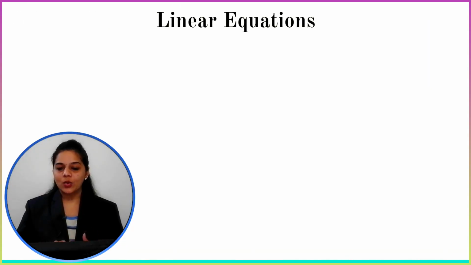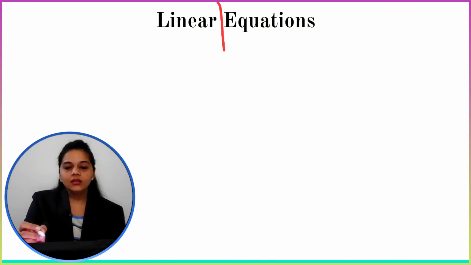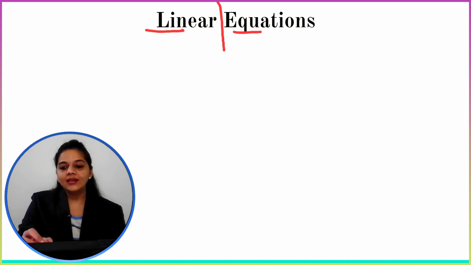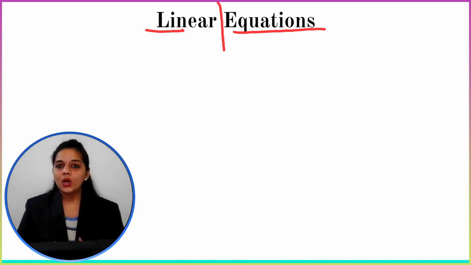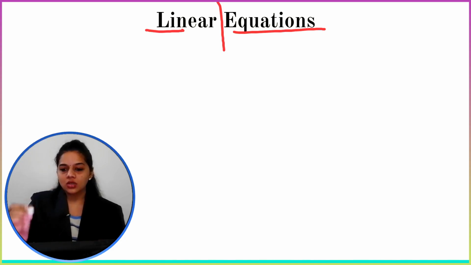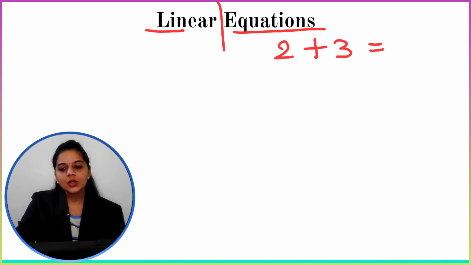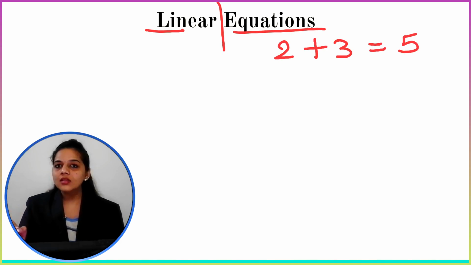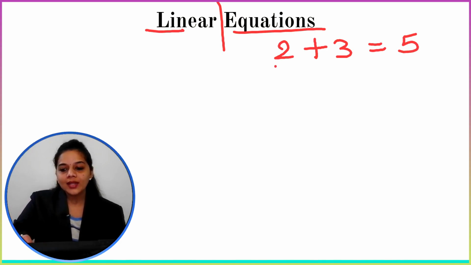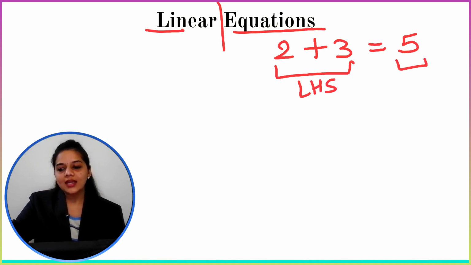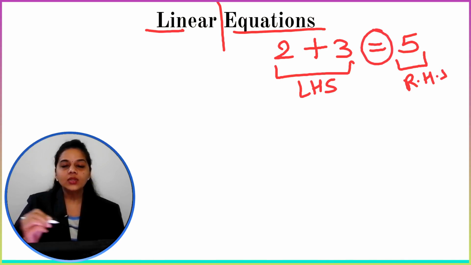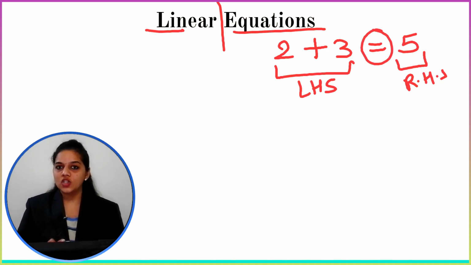What is a linear equation? We need to break the two words, linear and equation. We know about equations. What is an equation, children? When I write 2 plus 3 is equal to 5, this is called an equation, where there is a left hand side, that is LHS, there is a right hand side, RHS, and the equal to sign in between is an equation.